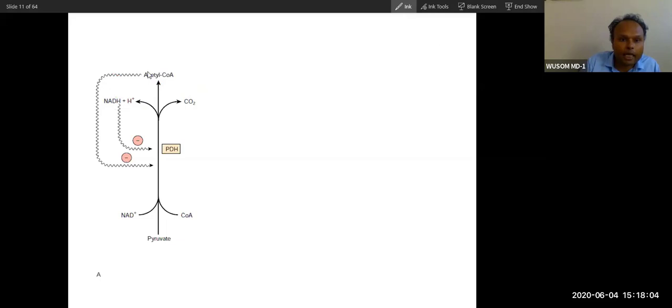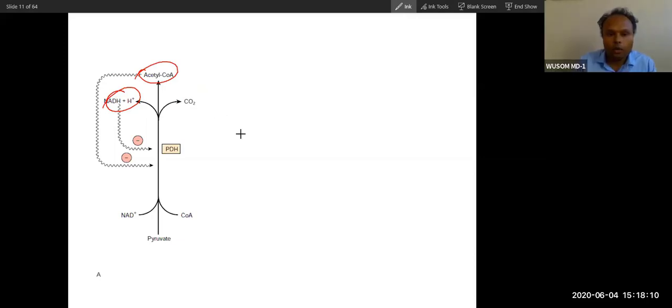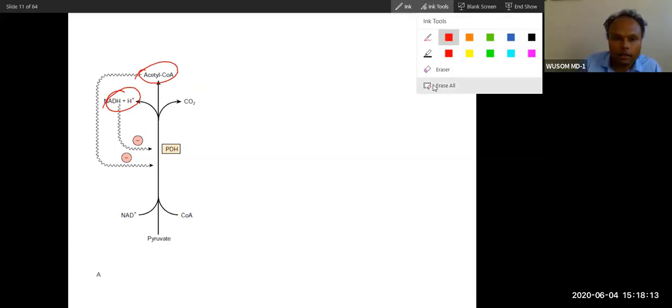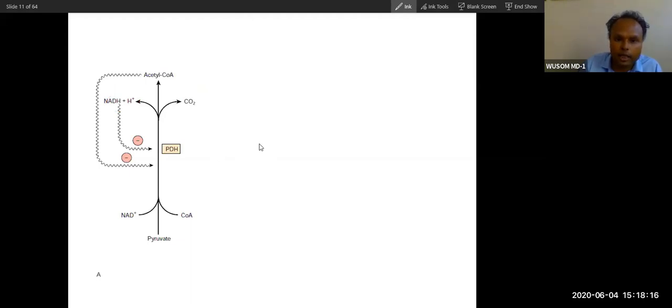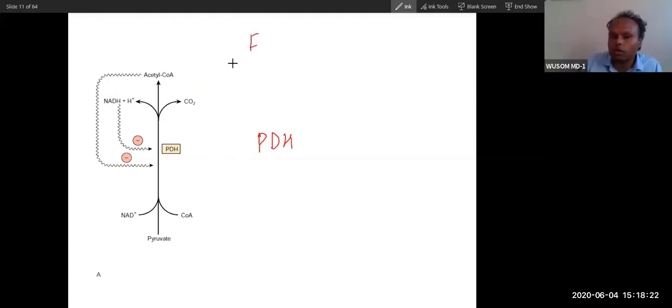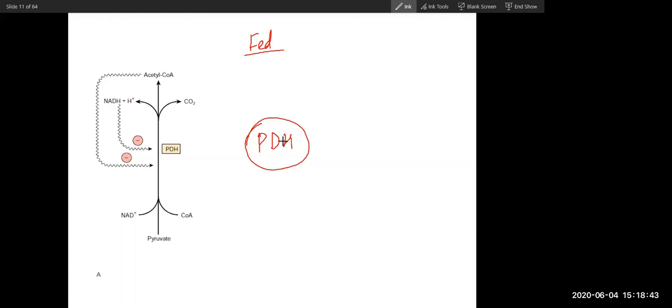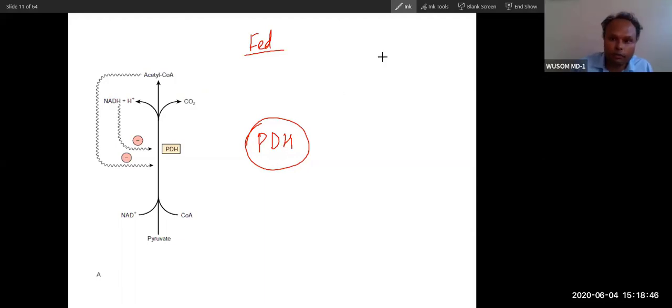So did you understand feedback inhibition by these two first? Yes, sir. It is easy. Now, pyruvate dehydrogenase is active in which condition? Fed condition or fasting condition? Fed. Yes, because glucose oxidation happens during fed condition in the liver, because we are talking about liver. So in fed condition, PDH will be active. Active in which condition, dephosphorylated or phosphorylated? In fed condition, dephosphorylated. Any enzyme active in fed condition is active in dephosphorylated condition.